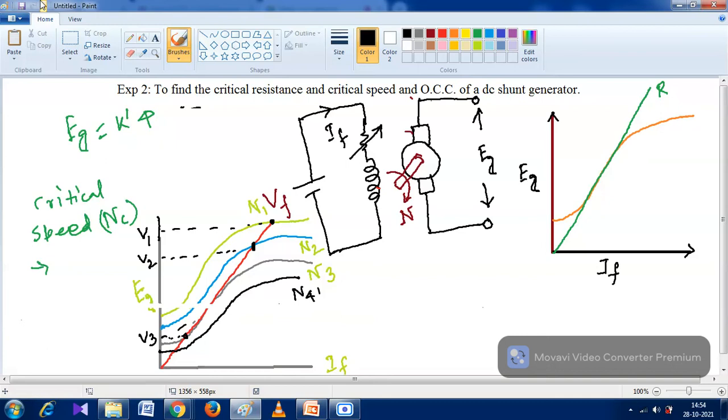Sir, please repeat the definition, sir. The definition of the critical speed is like that. Write it down, please. The speed of the armature below which there is no voltage buildup in the armature is called critical speed.